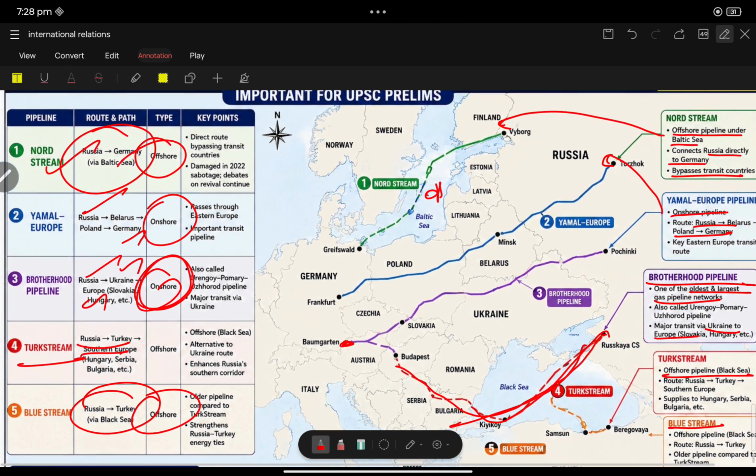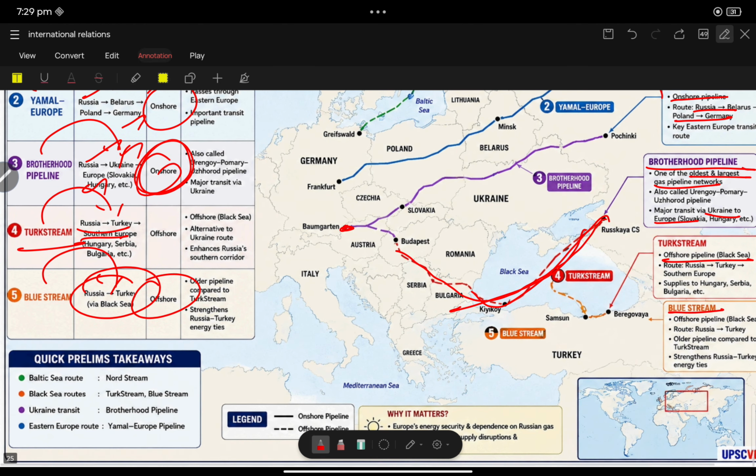Nord Stream pipeline, Russia to Germany. Yamal pipeline, Russia to Germany. Brotherhood pipeline, Russia to Europe. Turk Stream pipeline, Russia, Turkey, southern Europe. And other than this, Blue Stream pipeline, Russia and Turkey.